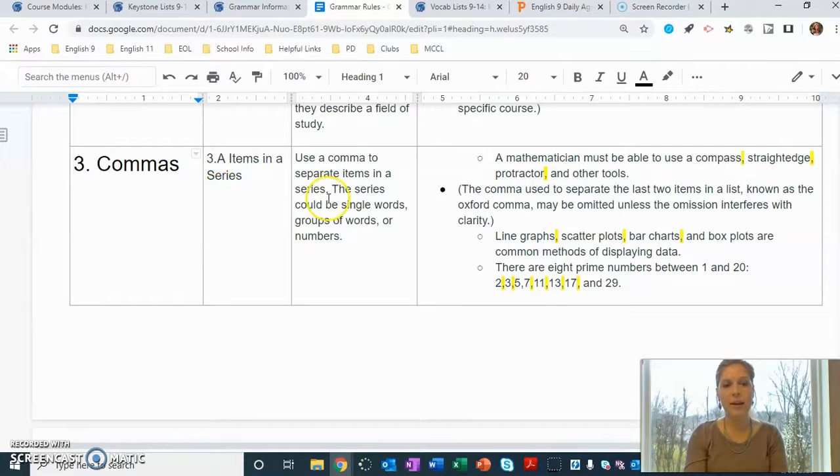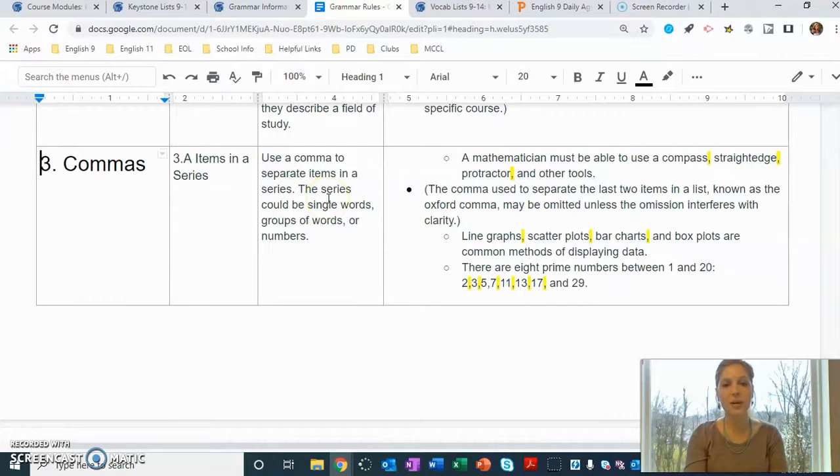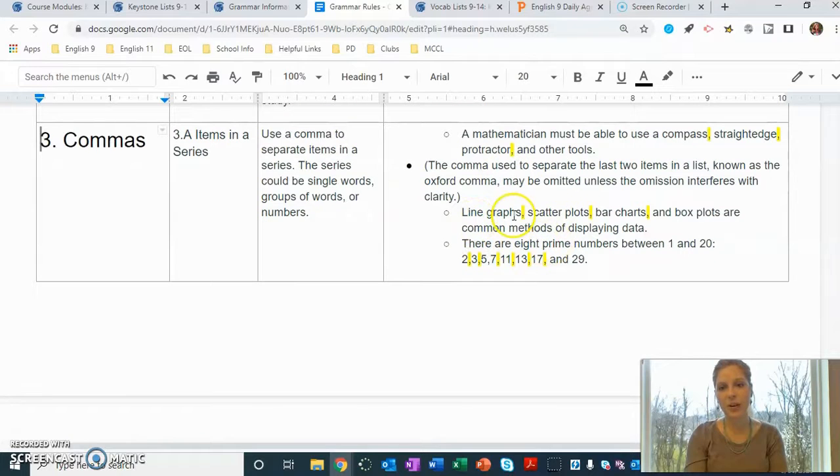Rule number A. Use a comma to separate items in a series. The series could be single words, groups of words, or numbers. So you know this. Use commas with a list. So for example, line graphs, comma, scatter plots, comma, bar charts, etc.